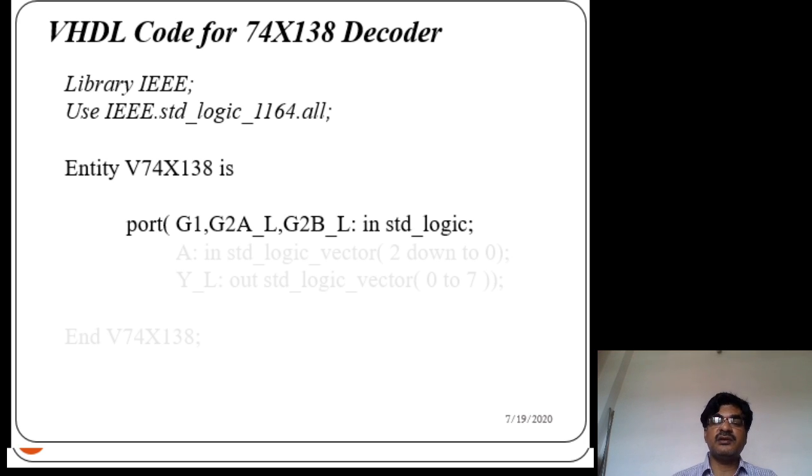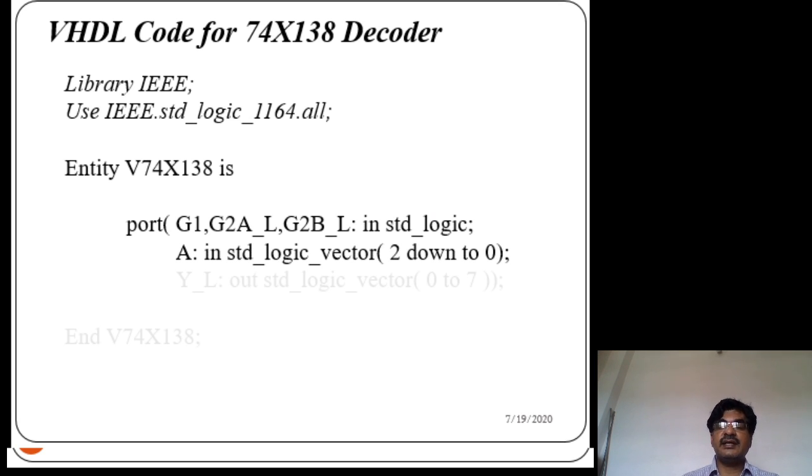In the port, what we are going to write are inputs and outputs. First of all, I am showing the enable inputs G1, G2A underscore L, G2B underscore L, right? G1 is active high, underscore L represents active low. Their mode is in, data type is standard logic. Then coming to data inputs, it has 3 data inputs, but instead of declaring 3 objects, I am declaring only one object with the name A, but the object is in vector notation. Vector notation means that the object is created as an array consisting of 3 locations, right? Standard logic vector, in is the direction or mode, input, data type is standard logic. It has 3 locations, 2 down to 0. That means A of 2, A of 1, A of 0.